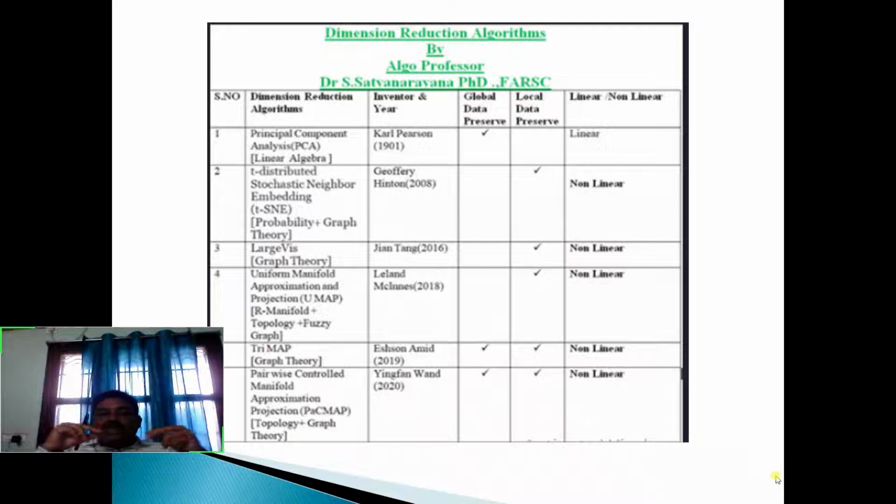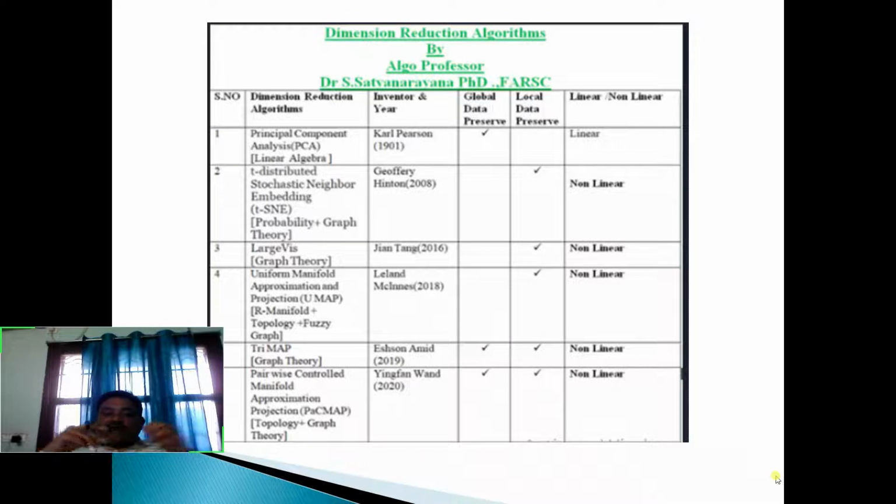t-SNE has some drawbacks. They identified these and invented a new model, applying some modified topology and fuzzy graphs. They can apply it more accurately than t-SNE. That is also a non-linear model. These models only look at local data preservation. So in 2019 they figured out preservation of both global and local structure.